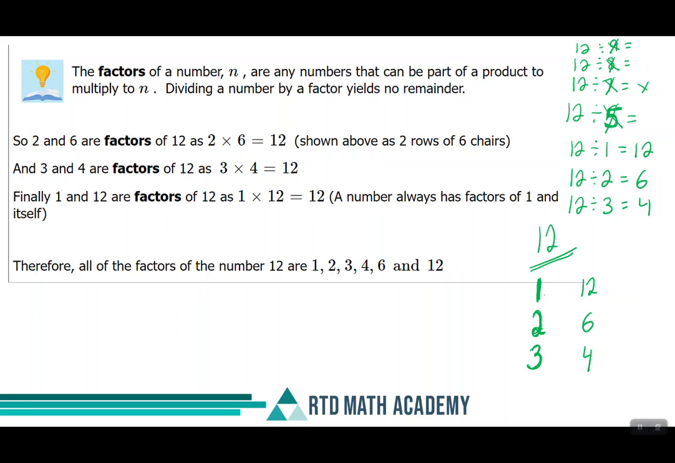So if I start with the smallest, simplest number and I work up increment by increment until I've exhausted the list, we know we've exhausted the list when we see the next number on the other side. So now we have the factors of the number 12. They are 1, 2, 3, 4, 6, and 12, just like we got in our list.